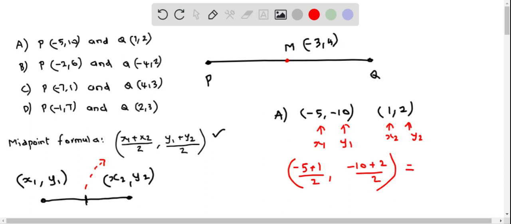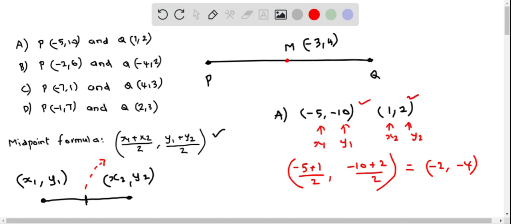I'm sorry, it is minus 5 plus 1, which is minus 4. Minus 4 by 2 is minus 2, comma, and then minus 10 plus 2 is minus 8. Minus 8 divided by 2 is minus 4. So we are getting the midpoint as negative 2, negative 4 when we use these 2 points.